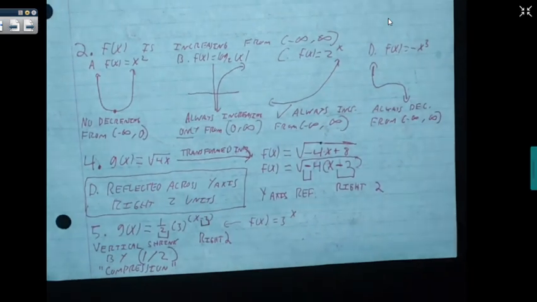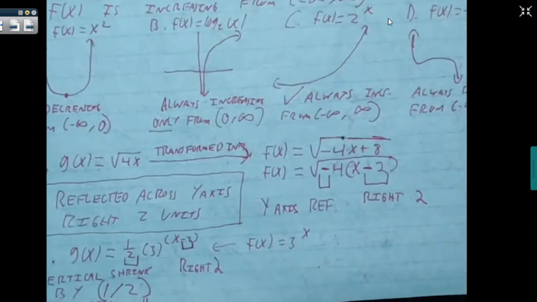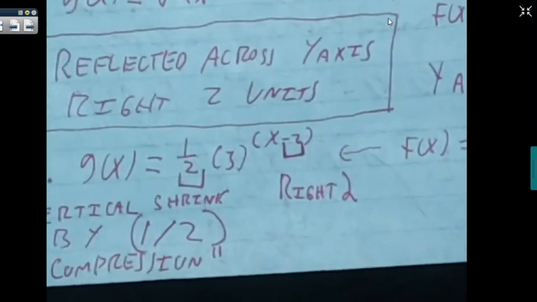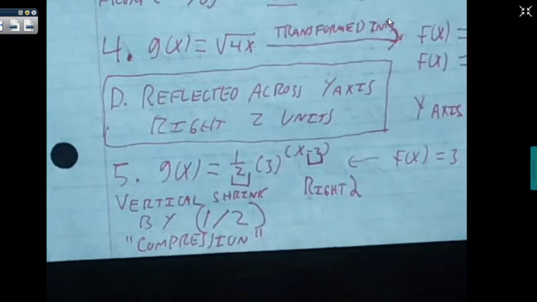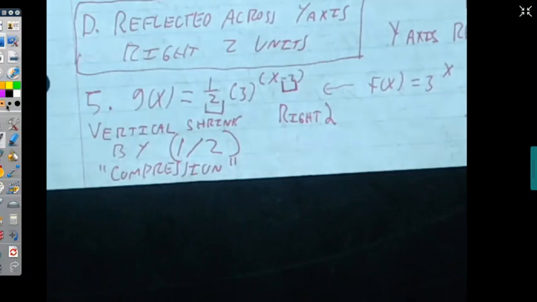Okay. Problem number 5. Alright, I'm going to zoom in here so you guys can see better. Okay, maybe not that much. So for number 5, we have g of x equal to 1/2 times 3 to the x minus 2, and that's transformed from f of x equal to 3 to the x.